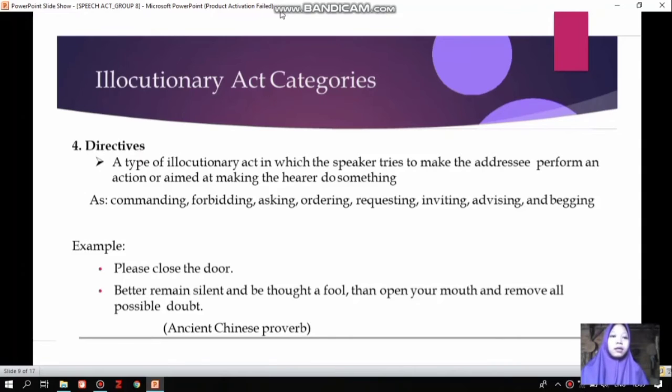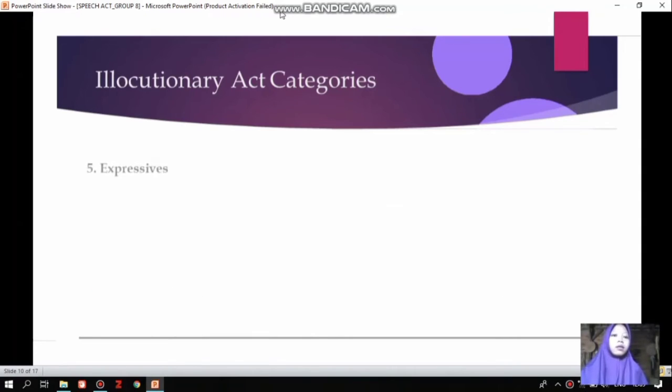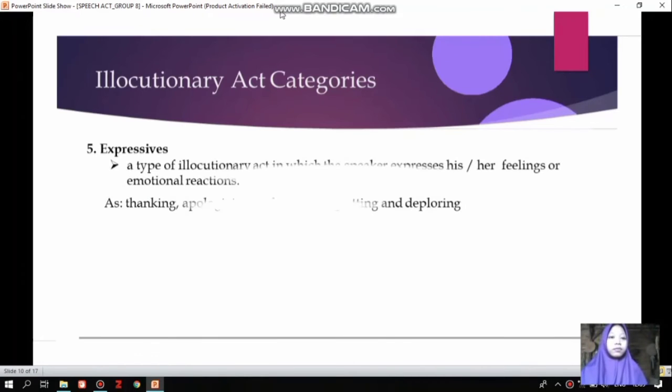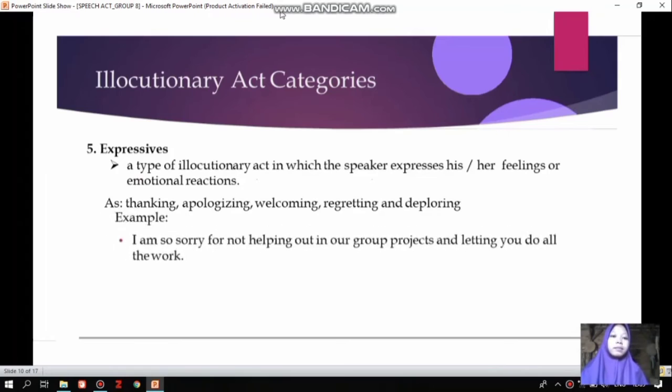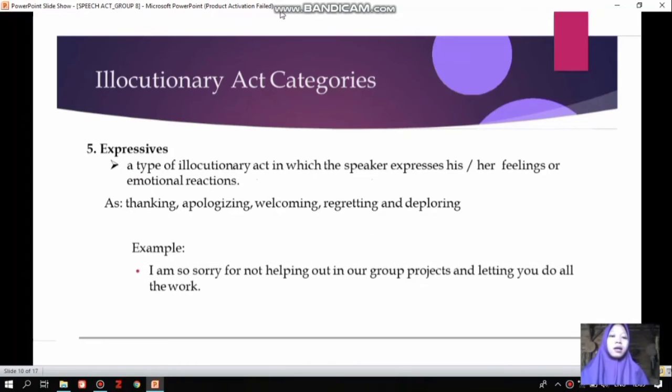And then the fifth category, expressive. What is expressive? A type of illocutionary act in which the speaker expresses his or her feelings or emotional reactions, such as thanking, apologizing, welcoming, regretting, and deploring. The example: I'm so sorry for not helping out in our group project and letting you do all the work.